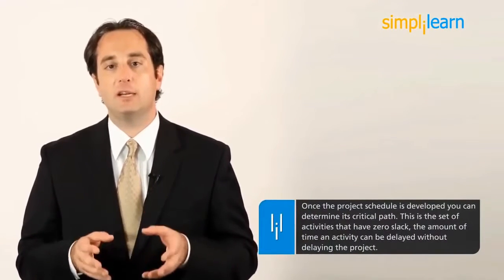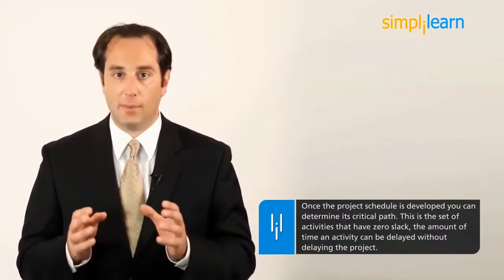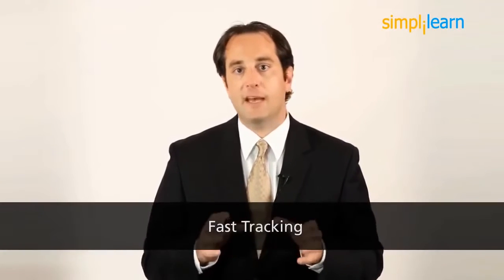Once the project schedule is developed, you can determine its critical path. This is the set of activities that have zero slack, the amount of time an activity can be delayed without delaying the project. Once you understand the critical path, you can look for ways to fast-track the project or crash its schedule. Fast-tracking is performing activities in parallel to save time, while crashing is increasing costs to save time.